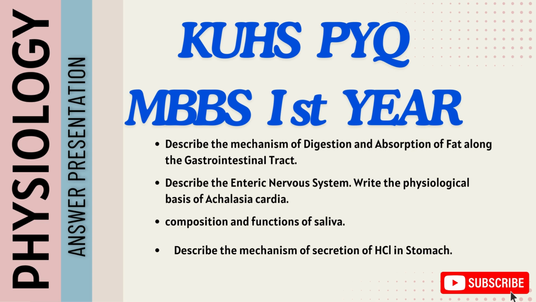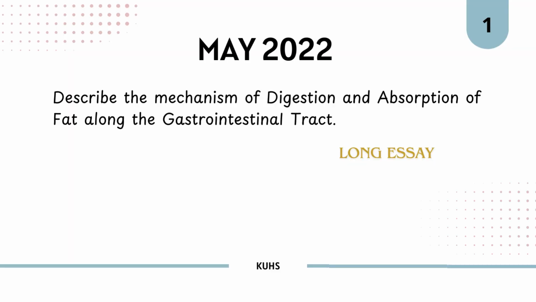Today I'm going to discuss some of the previous year MBBS questions of first year from KUHS University. Mainly in this video I'll be focusing on just four questions and how to present their answers. I'm focusing on physiology and the gastrointestinal system. So first question: describe the mechanism of digestion and absorption of fat along the gastrointestinal tract.